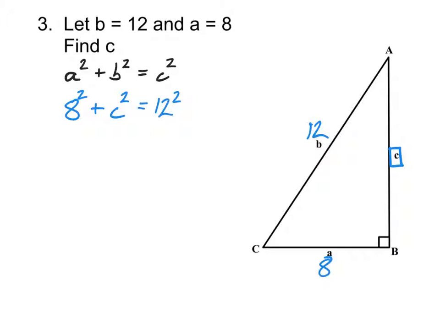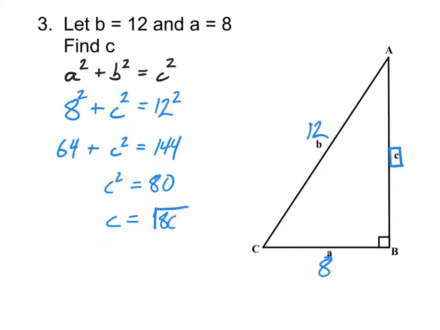All right, and so now we solve this through. Of course, we can do the squaring, right? So 8 squared is 64, and 12 squared is 144. And then we're going to go ahead and subtract 64 from both sides. So we got c squared equals 80. And if I want to solve c squared equals 80, well, we solved those earlier this year. That means I have to take the square root of both sides, right?